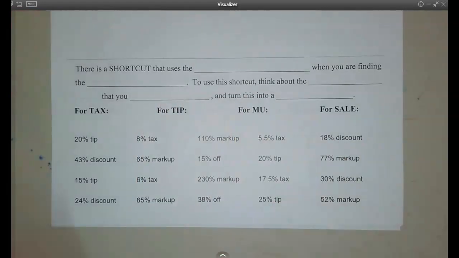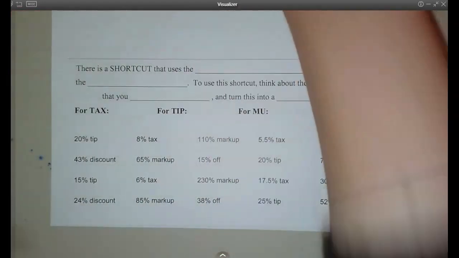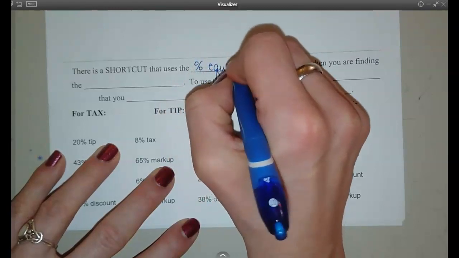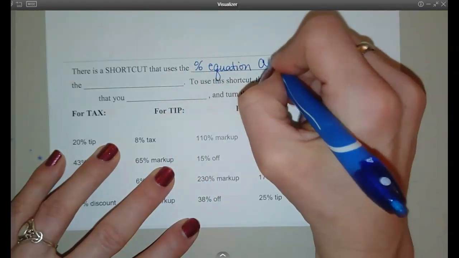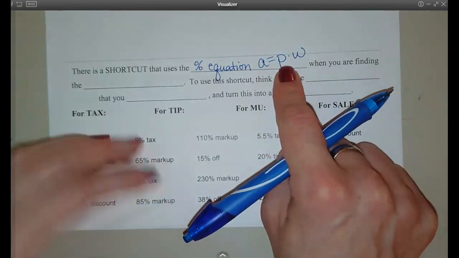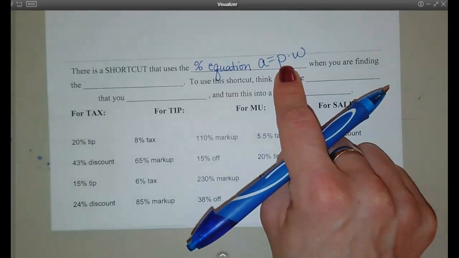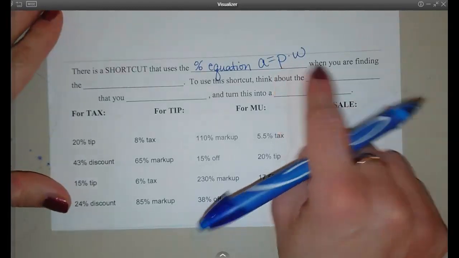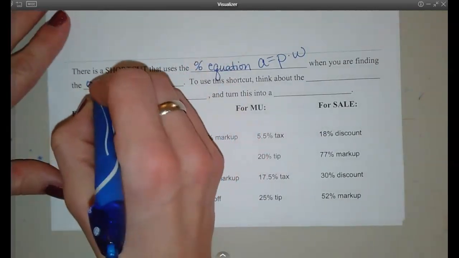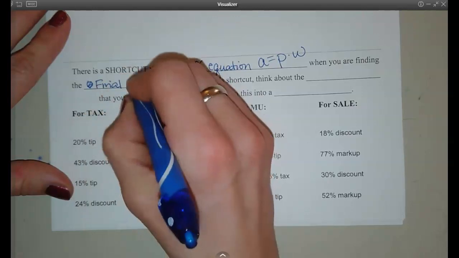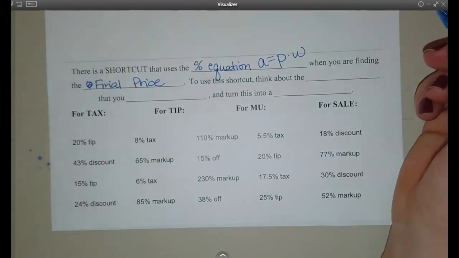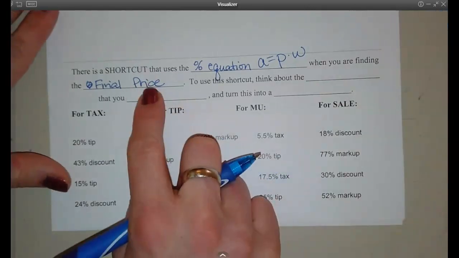All right, we're going to jump all the way down here to the shortcut. Here we go. There's a shortcut that we can use that uses the percent equation. I'm going to write that down, A equals P times W. If you think back, this was section 6.4. You can rewatch the video if you need to. So we're going to use the percent equation with this shortcut, and we use it when we're finding the final price. So if you have a question that says, what's the final price after tax or tip or a discount, then we can use this shortcut.